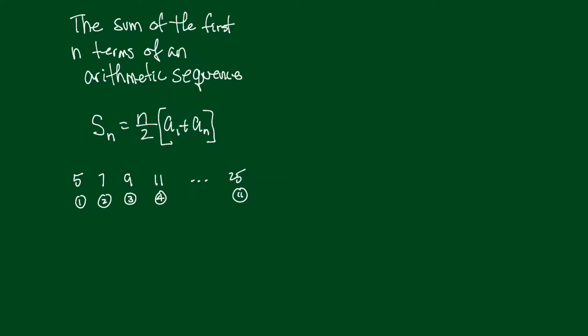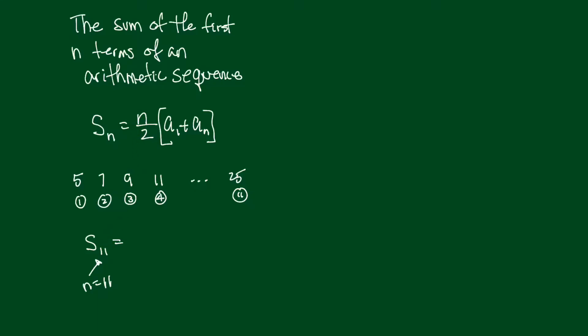So let's add these up. Let's add up all of these 11 terms. What we're looking for here is the sum of the first 11 terms. In this case, n is 11, and I have a formula for this. Here's the formula. What do I need? I need n, which is 11.